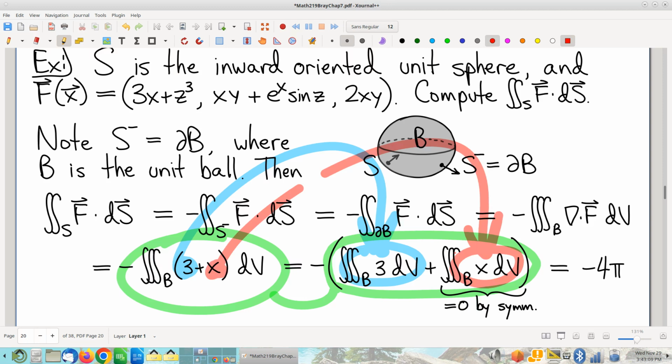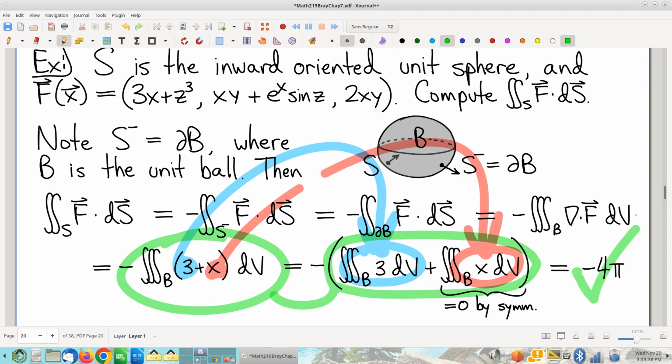Each one of which is conveniently susceptible to an easy argument. The integral of a constant is just going to be 3 times the volume, using the high school geometry formula for the volume of the sphere. The integral of x over the unit ball centered at the origin follows from a symmetry argument, with details for y'all to plug in. And so a nice and easy answer results.